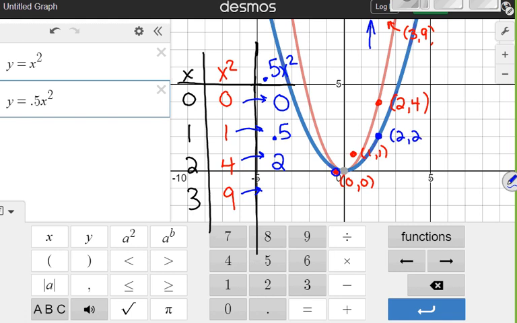What's happening is this distance from the x-axis to that point has been cut in half because of the 0.5. No longer up 4, it's up half of that. And the final point that we see, 3 comma 9, should be right here. So 3 comma 4.5, because 4.5 is half of 9.